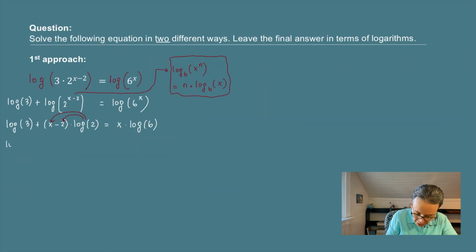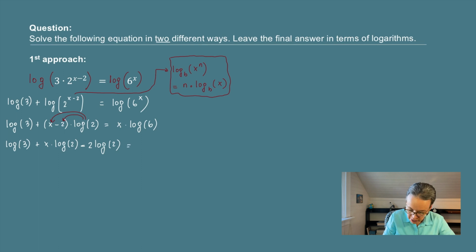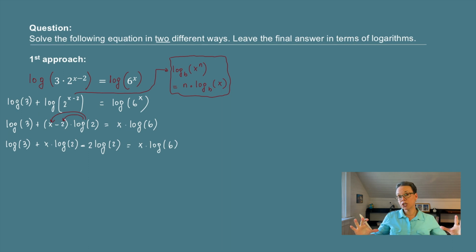That means that I'm going to have log of 3 plus x times log 2 minus 2 log 2 equals x times log of 6. So that's what I have right now. Now I want you to notice that I have a bunch of terms, but there are some terms that are like terms.